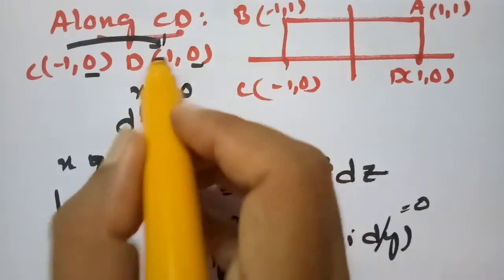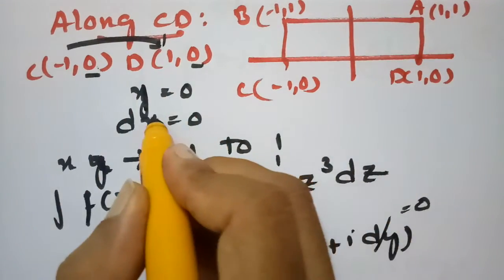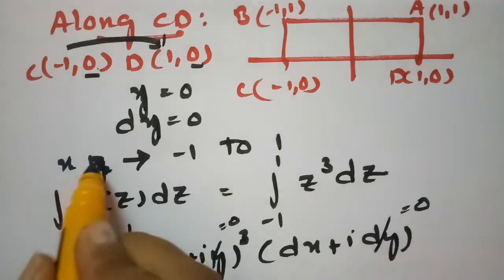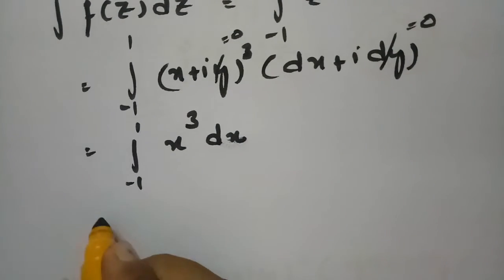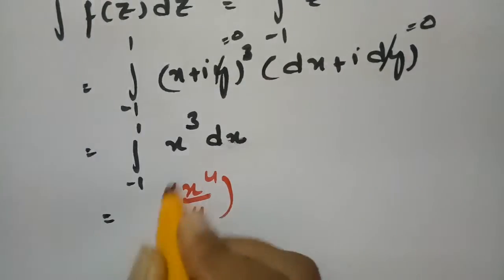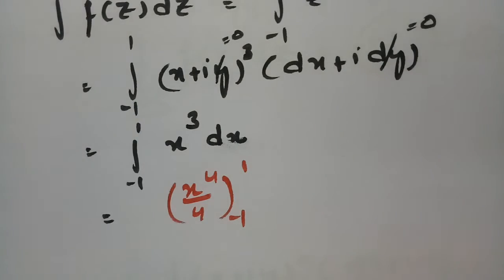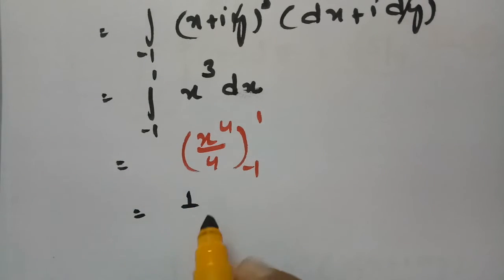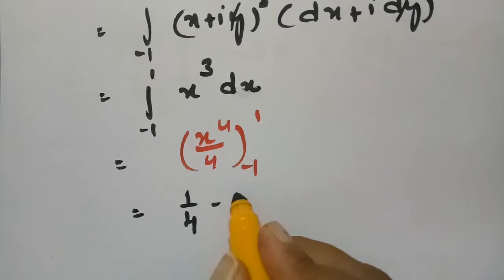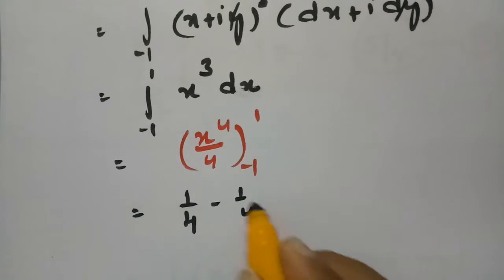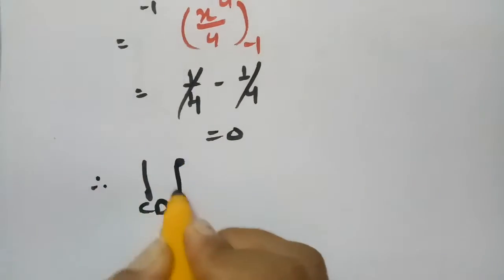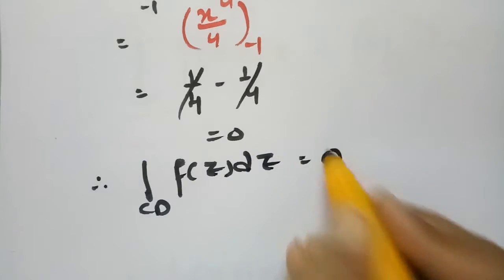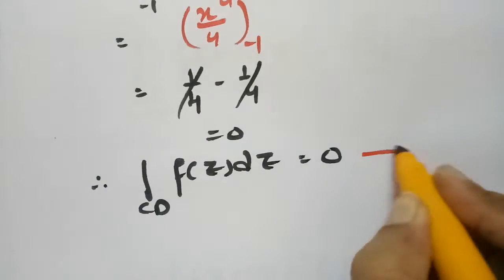It's very clear that y is 0 and dy is 0, and x varies from minus 1 to plus 1. If I integrate with respect to x, this will be x power 4 by 4 between the limits minus 1 to plus 1. If I substitute the upper limit, this is 1 by 4 minus, if I keep minus 1 power 4, this is again 1 by 4. The value here is 0. Therefore, along CD, the integral of f of z dz is equal to 0, and I'll name it as equation C.